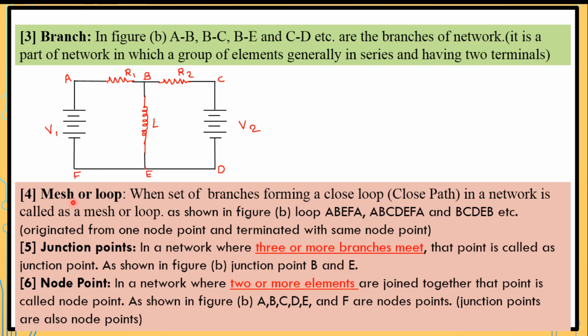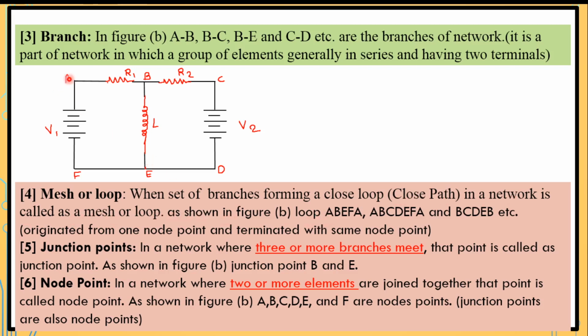Now the fourth point is mesh or loop. Suppose we start from one point and again come back to that point, that forms a loop or mesh. So when a set of branches forms a closed loop or closed path in a network, it is called a mesh or loop, as shown in figure B.